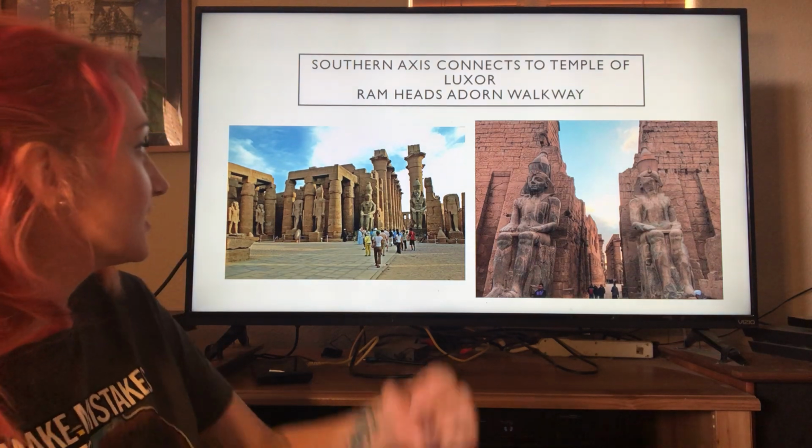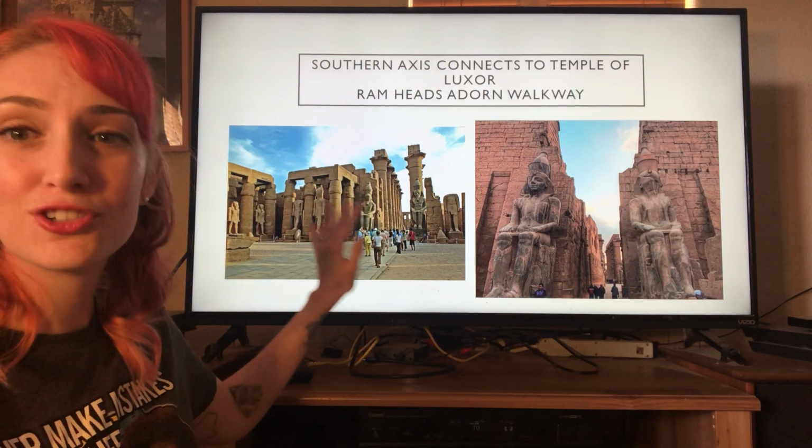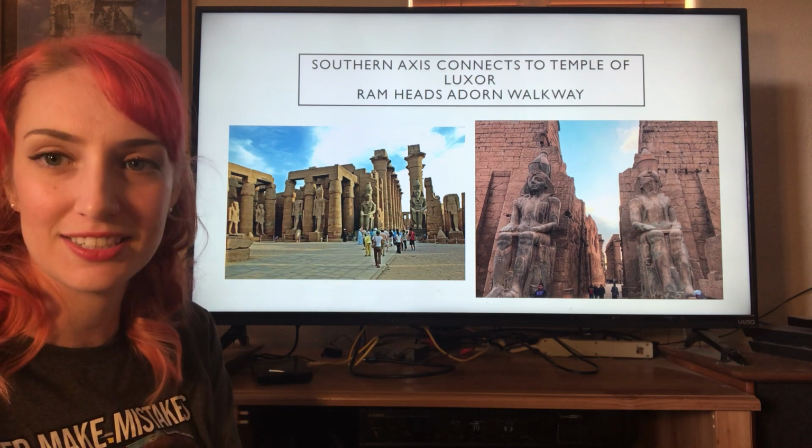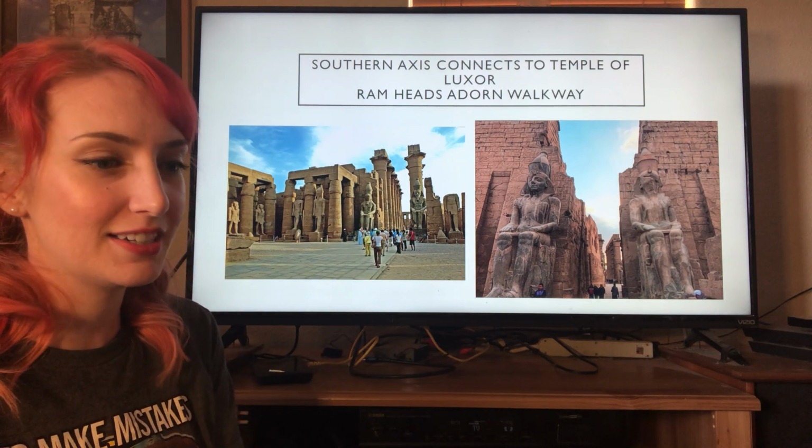So here's what it looks like now. It was an extremely monumental architecture. It's one of the largest, longest standing architectures of all time.